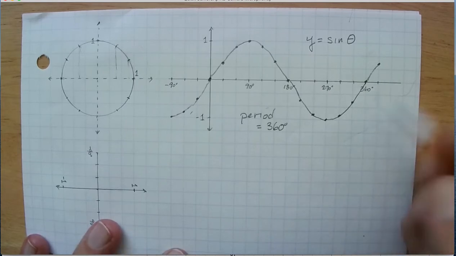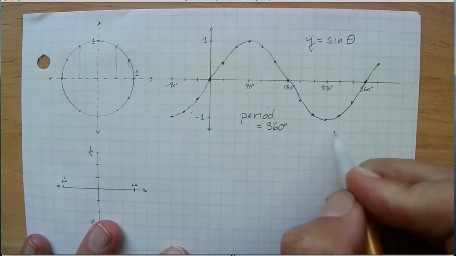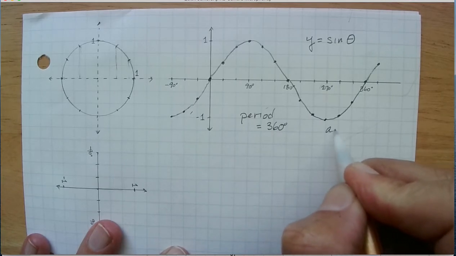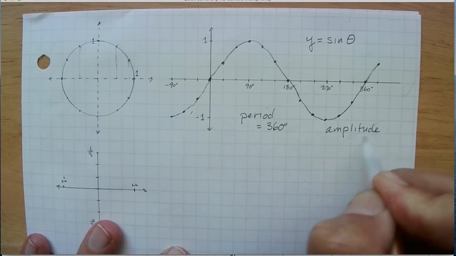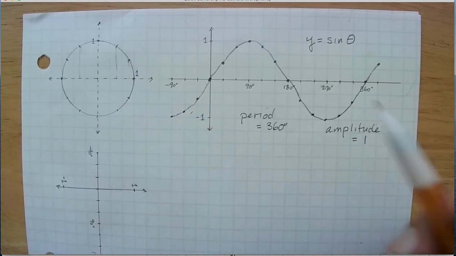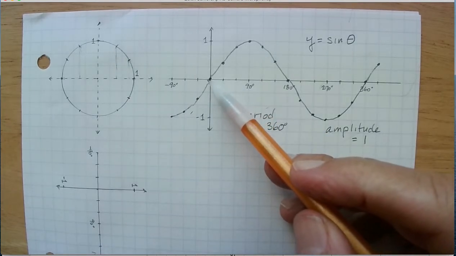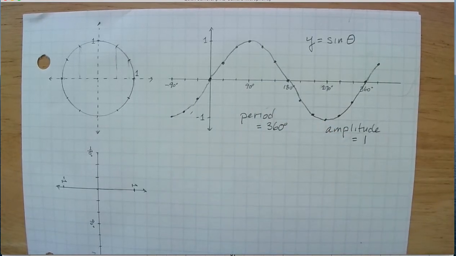It also has this displacement here of 1 unit. We call that the amplitude. So amplitude is equal to 1 unit. And notice that it kind of starts right at the origin at 0, 0, and then it starts to go through its pattern. So that's the sine function.